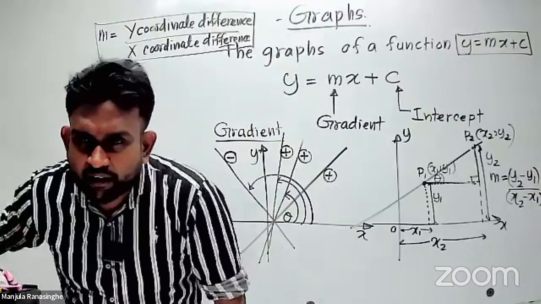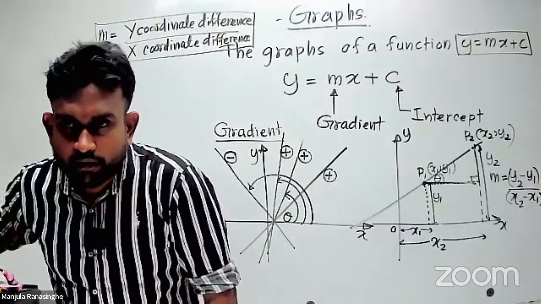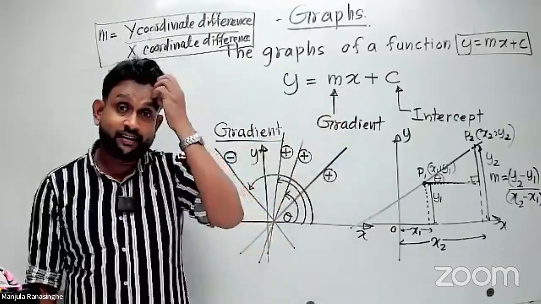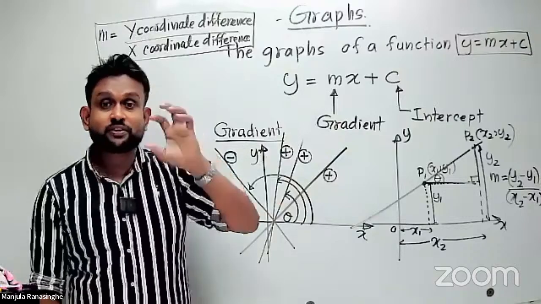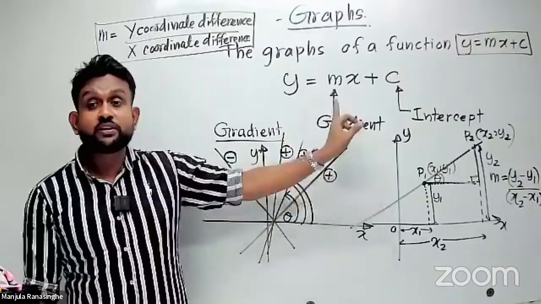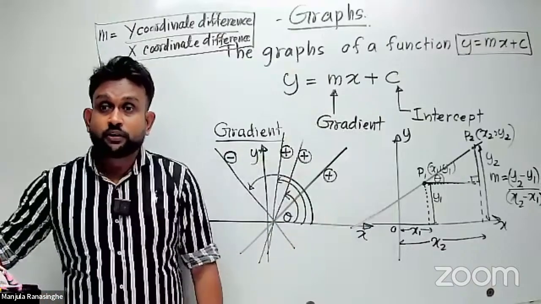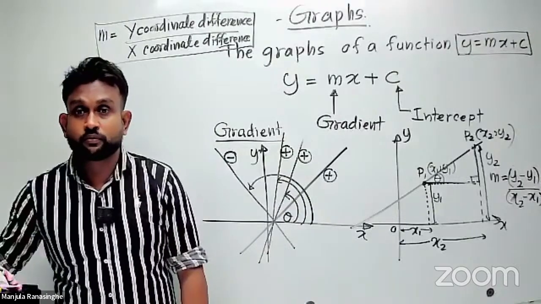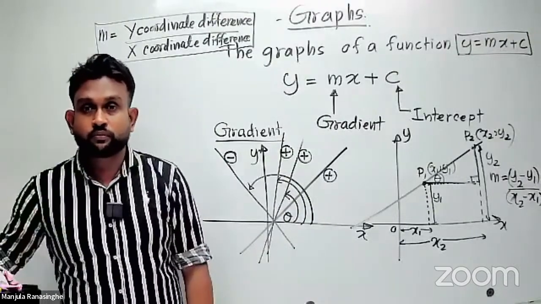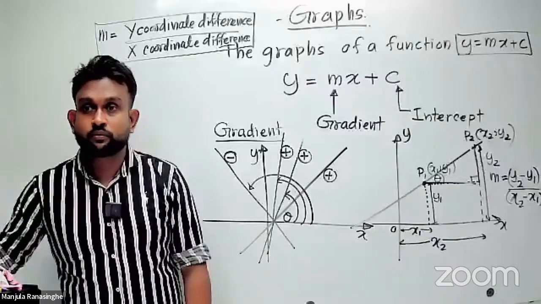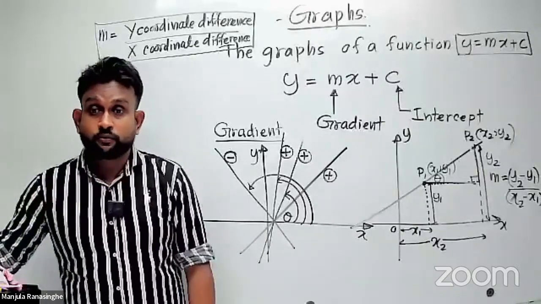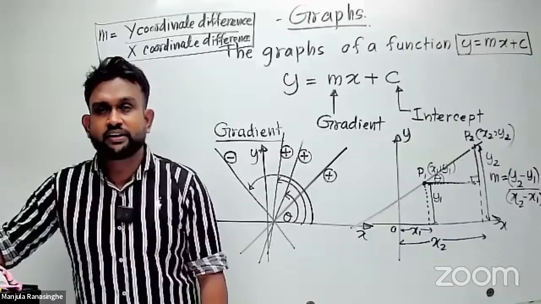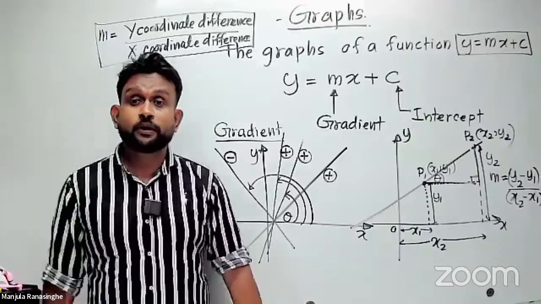m represents the gradient. So m is the gradient, it does not start with g, but the representation is m for the gradient. M is the gradient of the graph. Okay, write down everyone. So remember, y coordinate difference over x coordinate difference. Simply this is the logic.